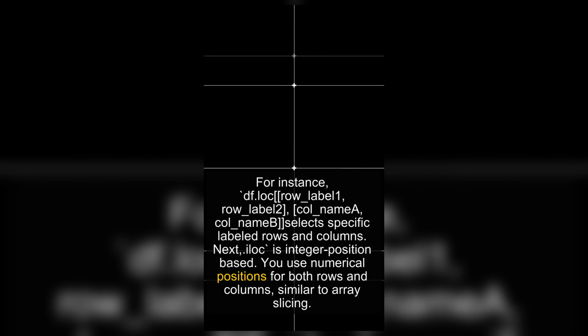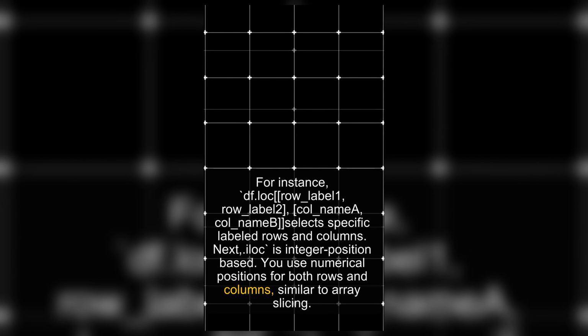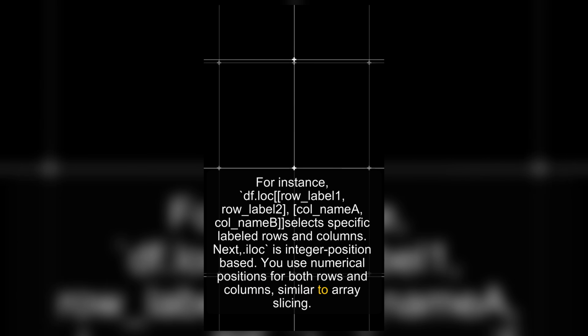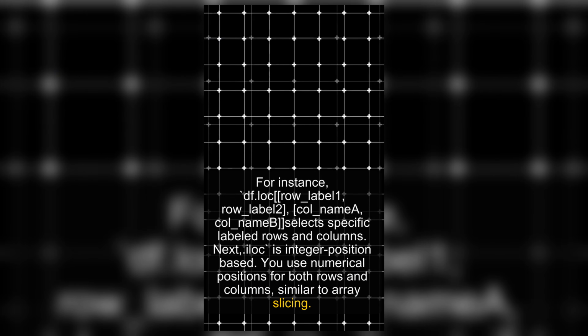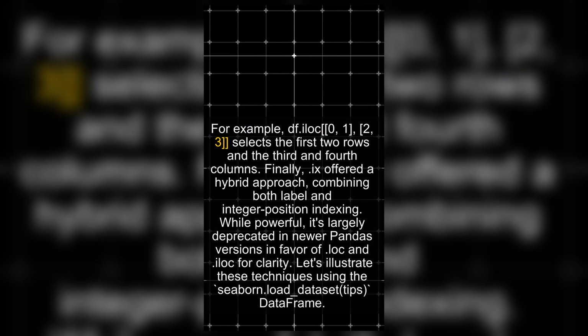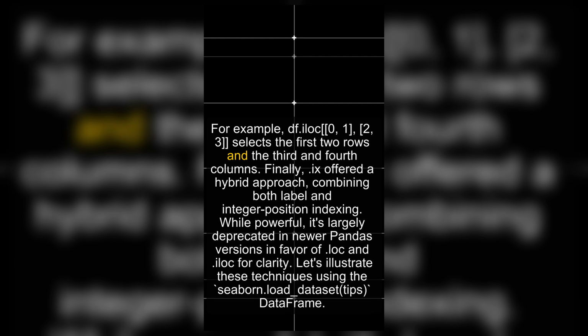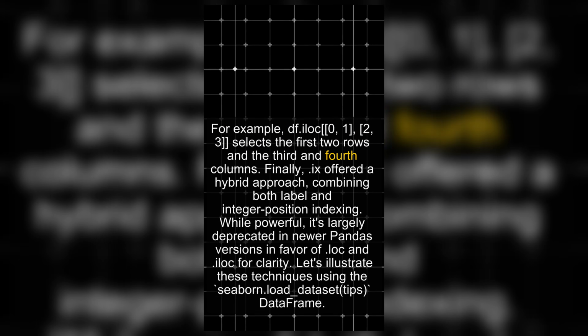Next, iloc is integer position based. You use numerical positions for both rows and columns, similar to array slicing. For example, df.iloc[:2, 2:4] selects the first two rows and the third and fourth columns.